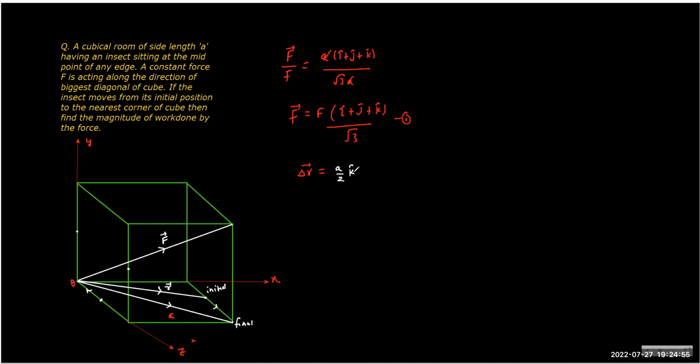Are you guys able to understand the delta part, or shall I explain this? Yes, sir. Clear? Yes, sir. So delta is a by 2 k cap. Now what we have to do next? Take the dot product, F dot delta. So only k cap will survive, all others will vanish. So it's F a by 2 root 3. That's it. Answer. This is the unit.